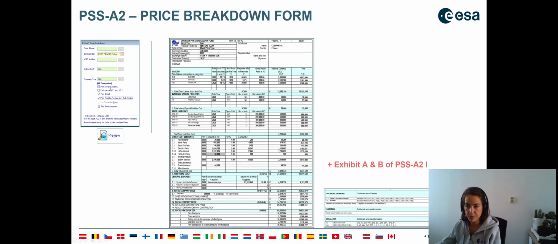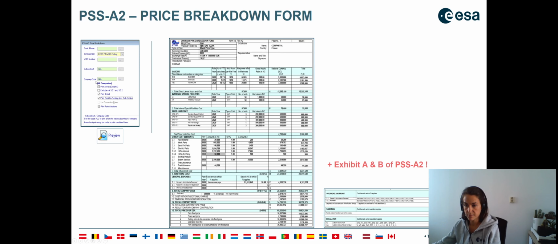Then remember, by default, you have here some options. The option to print the exhibit A, we strongly advise you to do it because anyways you will have to attach the exhibit A to your financial proposal when you will send it to ESA. So this is a good practice for you to print your PSSA2 form, including here already your exhibit A notes. Then you don't have to do it at a later stage.